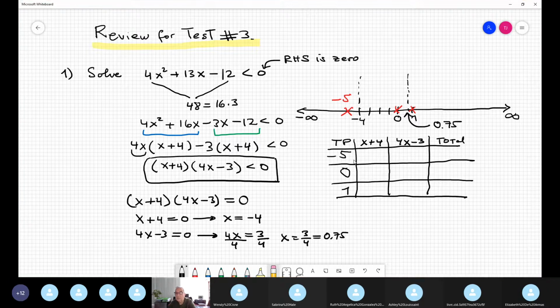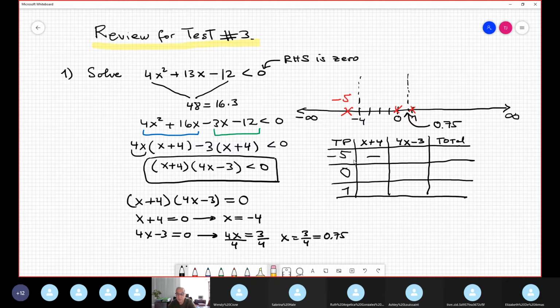total sign. Okay, negative 5 here is obviously negative. Negative 5 here is obviously negative, because 4 times negative 5 is negative 20, and negative 20 minus 3 is negative 23. I don't care about the value, I care about the sign. Two negatives multiplied is positive. 0 is positive, 0 is negative, so the total is negative. 1 is positive, 1 is positive, so the total is positive.